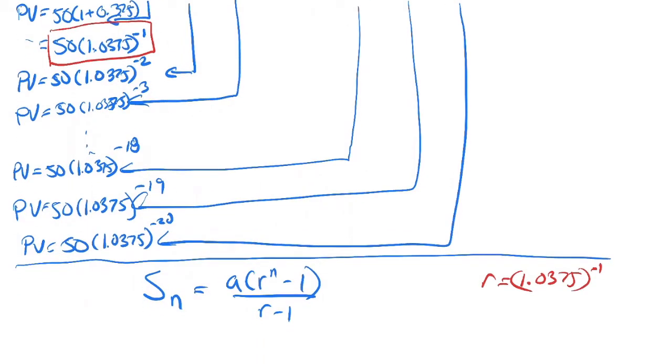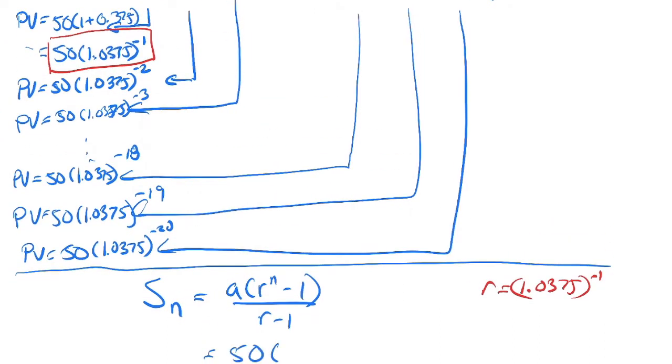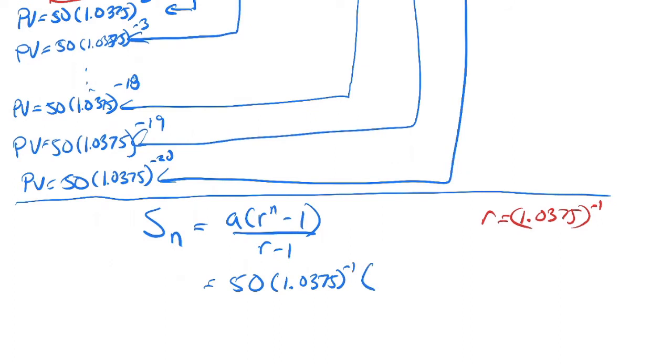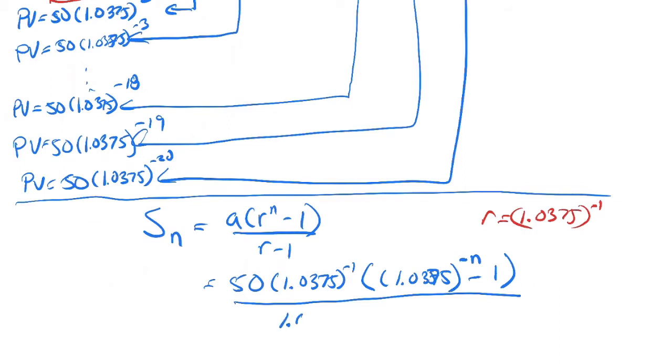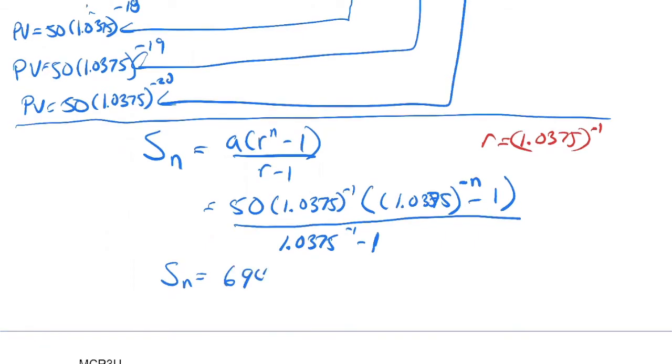So let's plug that in. a is 50 times 1.0375 to the power of negative 1. Our ratio again was 1.0375 to the negative 1, to the power of n, so that's to the power of negative n, minus 1, all in brackets. And finally, the denominator is 1.0375 to the power of negative 1, minus 1. So we plug that into the calculator. You need to be careful doing it this way; you might want to do several steps. But at the very end, Richard needs to put in $694.81.